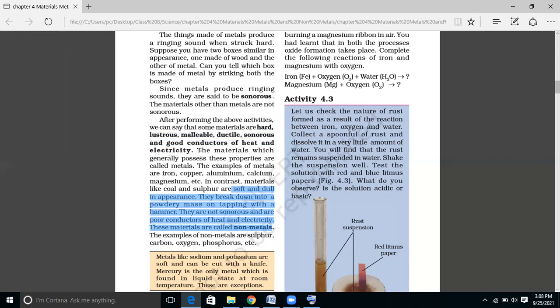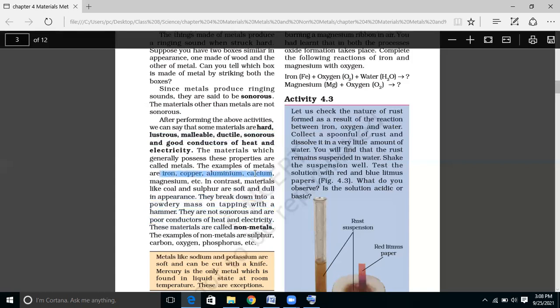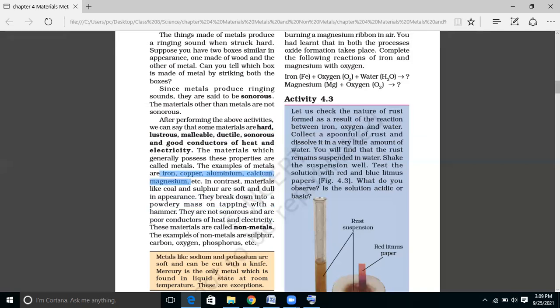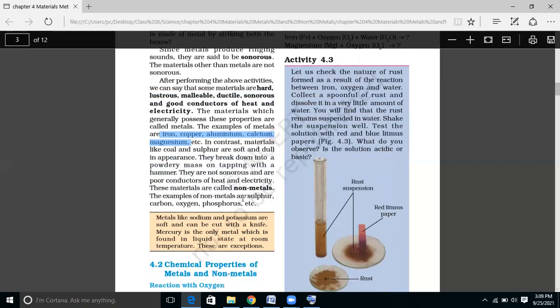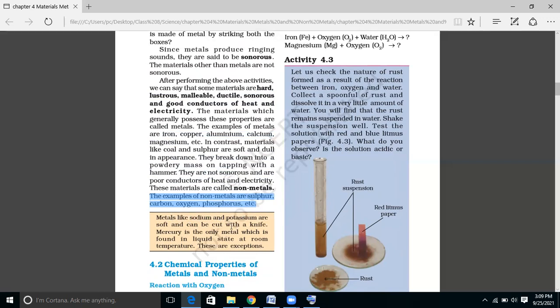Some examples of metals are iron, copper, aluminium, calcium, magnesium, and the examples of non-metals are sulfur, carbon, oxygen, phosphorus, etc. So, this is an important note.